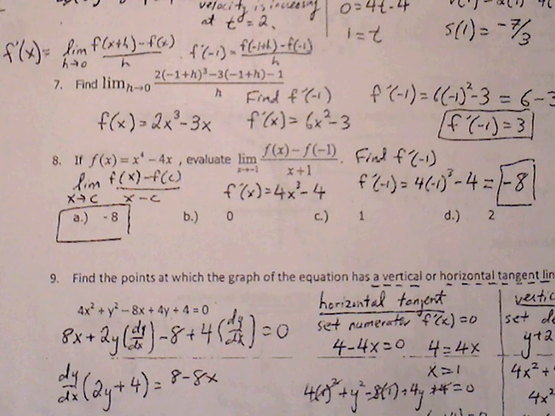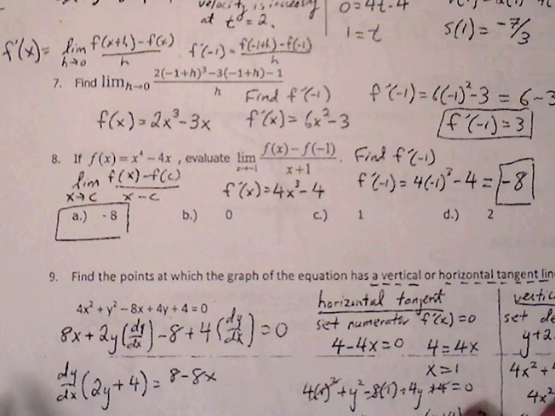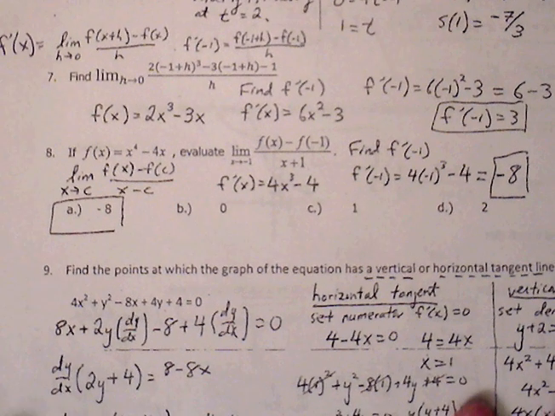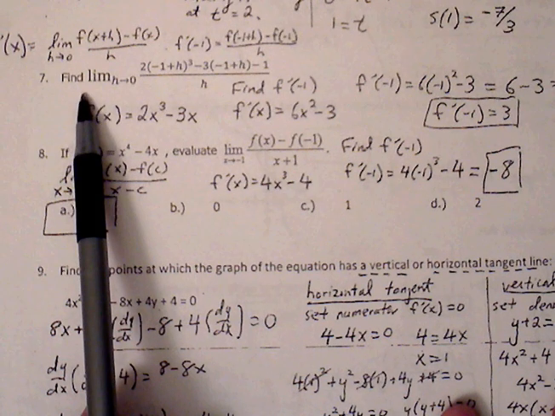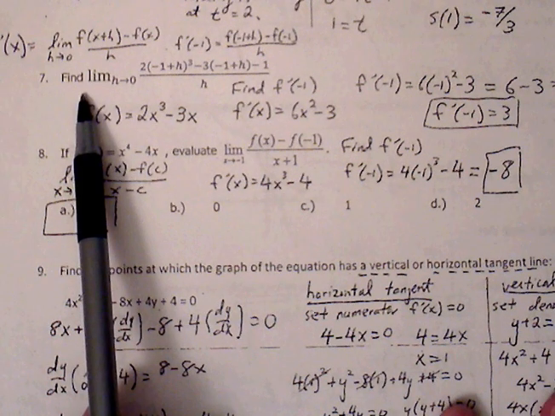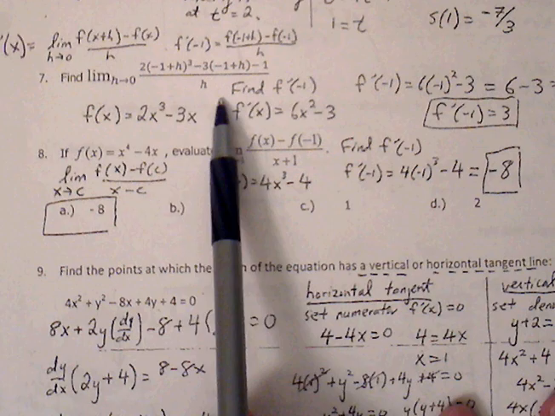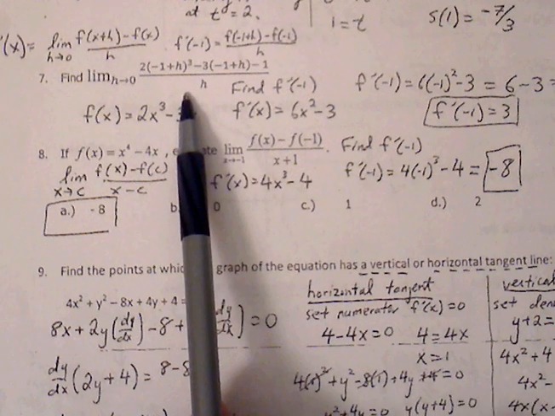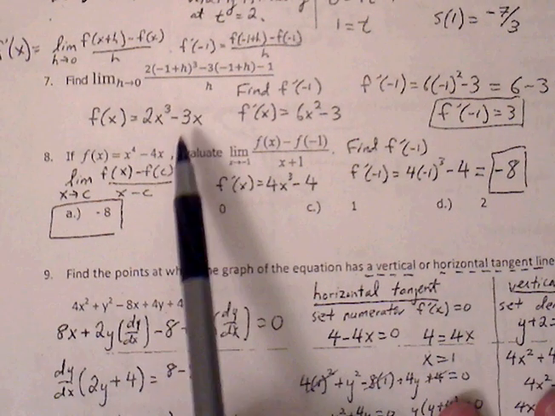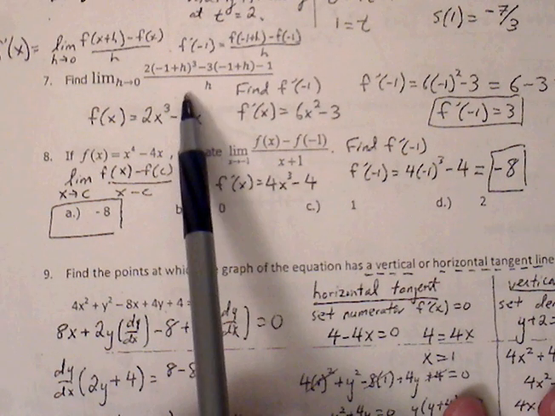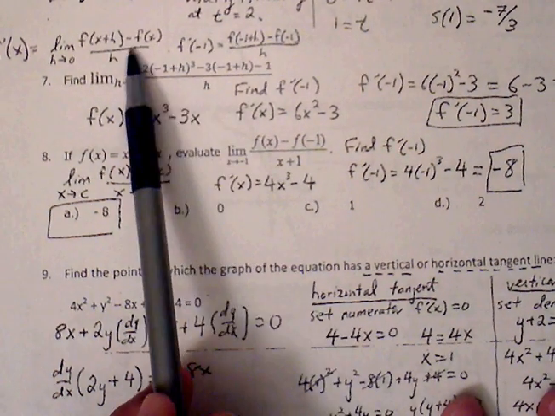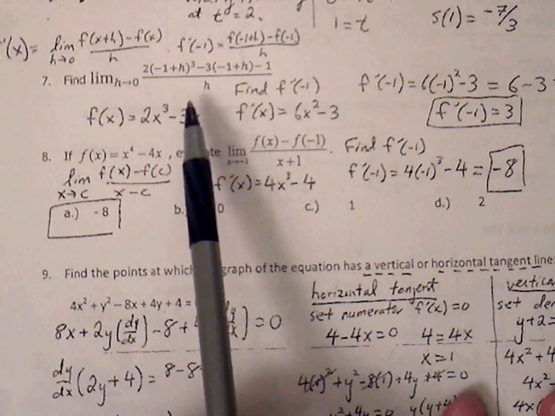Hey, let's see if we can finish up with 7 through 9 from the back of the Chapter 2 review worksheet. So, number 7, this is going back to Chapter 2.1, where we learn about the general limit definition of a derivative. But this is not asking it in a straightforward way. This is more of a concept question.